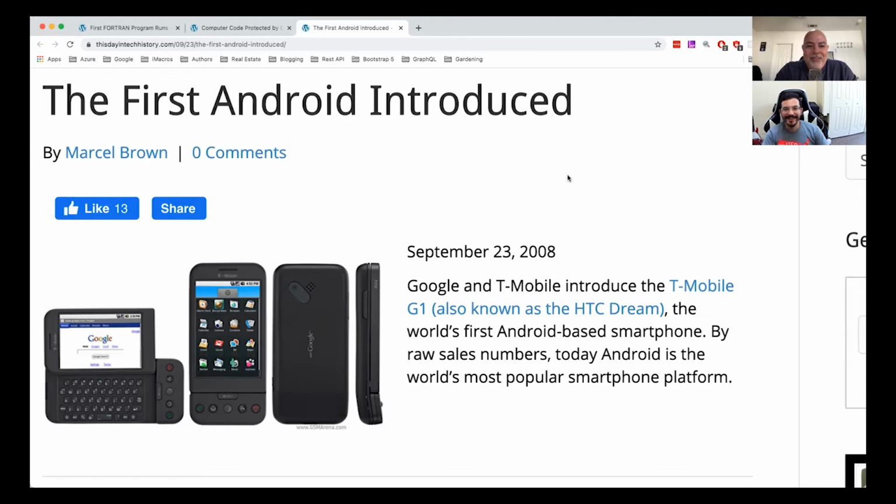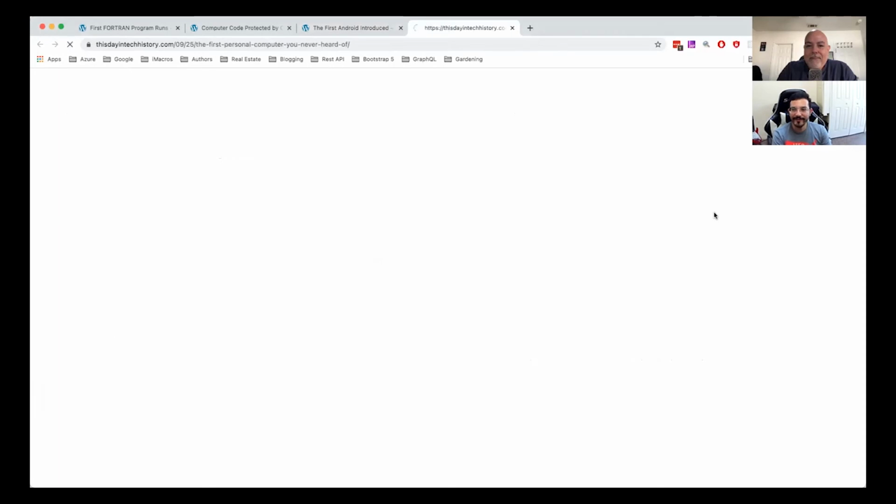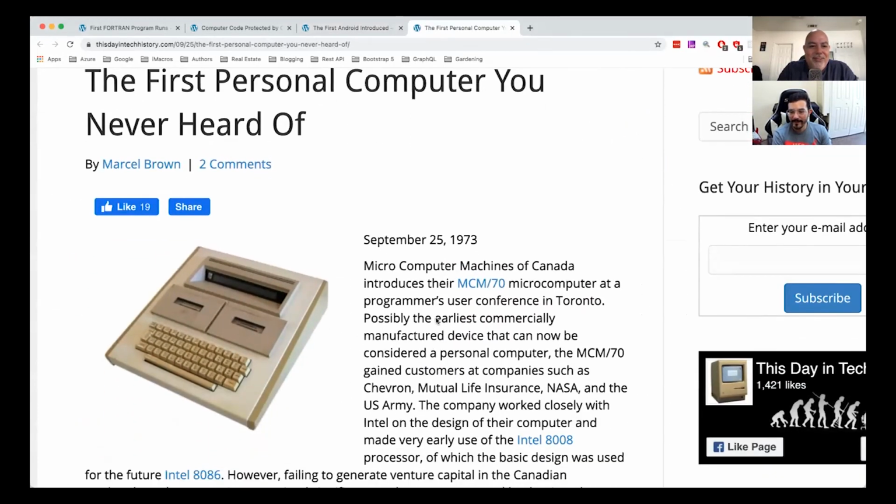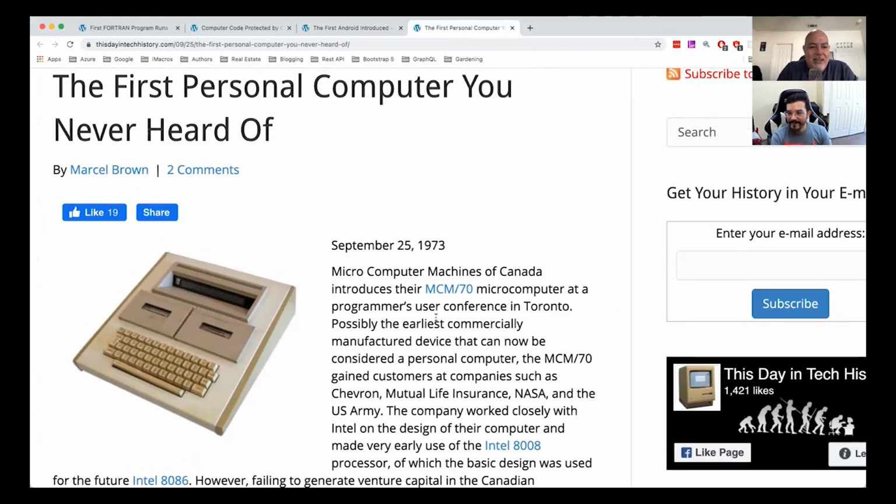All right, cool. Next up we have September 25th, the first personal computer you've never heard of. What is it? A calculator? It looks like a little labeler. You know those little labelers? Yeah, a little label maker.